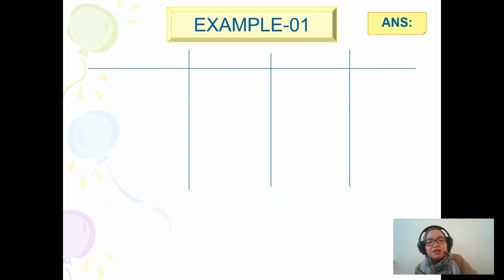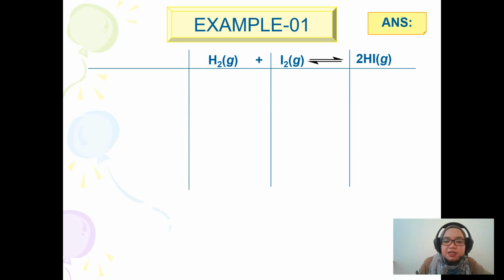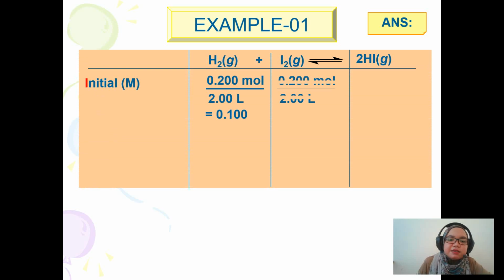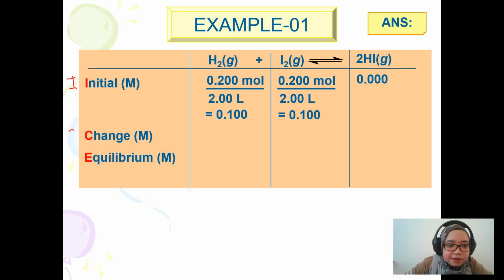So here, the ICE table is actually like this. We write the balanced chemical equation here, and then we put the table here. ICE, okay, so that's why we call it ICE: initial, change and equilibrium. For initial, we have the mole and the volume, so we can find the concentration. So 0.2 divided by 2 liters, we get 0.1 molar for H2 and I2. And for the HI product here, the initial value is 0.